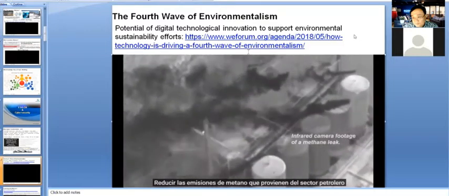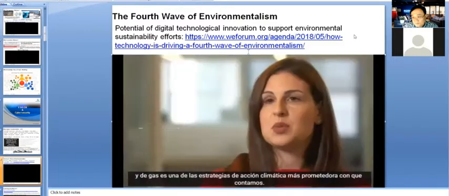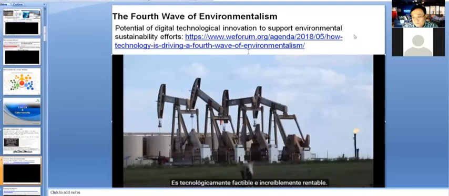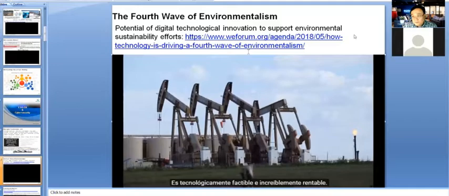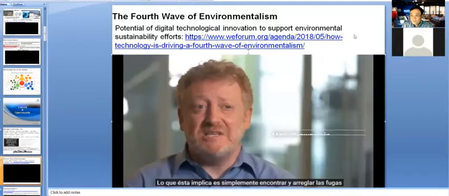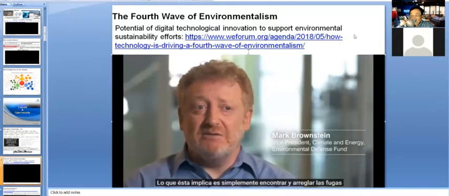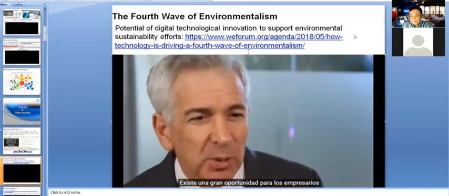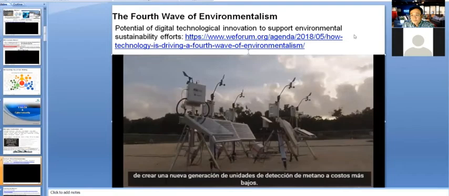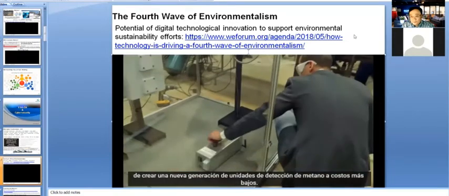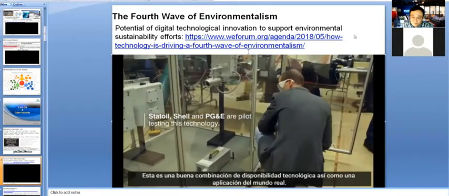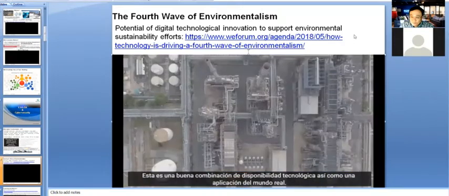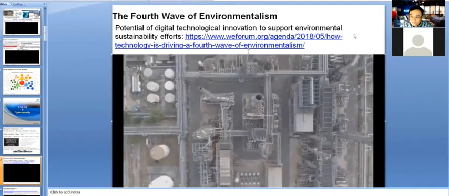Reducing emissions of methane from the oil and gas sector is one of the most promising climate action strategies that we have. It is technologically feasible. It's incredibly cost effective. What it entails is simply finding and fixing leaks along the natural gas supply chain. There's a huge opportunity for entrepreneurs to create a new generation of lower-cost methane detection units. This is a good combination of technology readiness as well as real-world application.